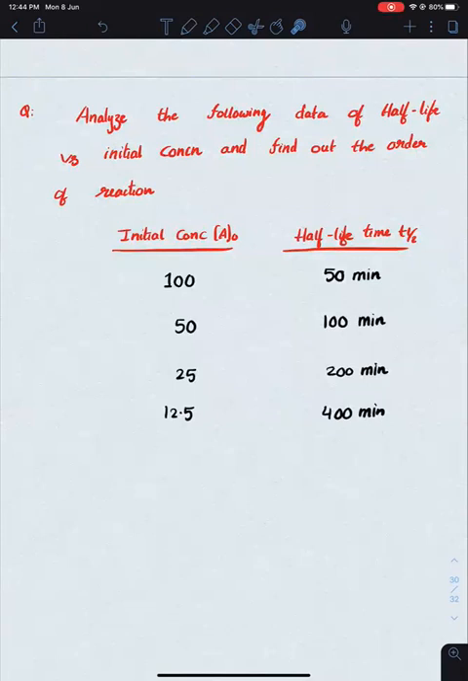ये जो डेटा है किसके लिए होगा? Tell me, is the T half a constant value or a variable? Variable, sir. If it is a variable, I can definitely say this is not of first order, क्योंकि first order के लिए T half is always constant.